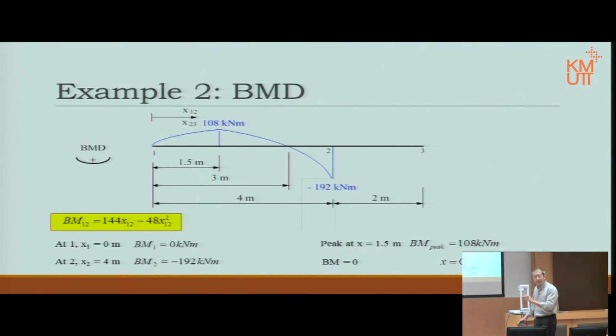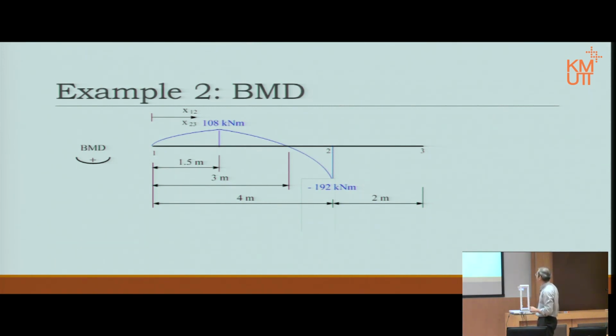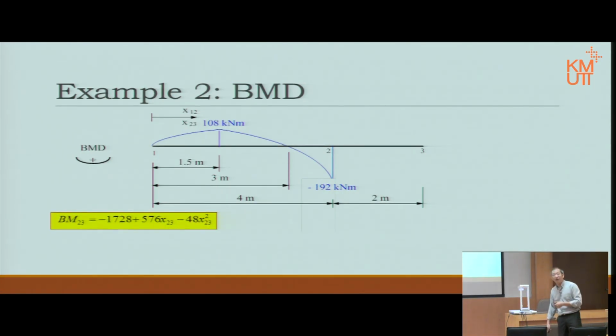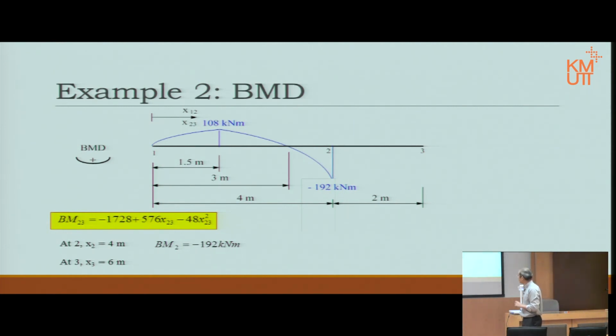Next, of course, 2 to 3. Equations here. This one again we worked out beforehand. Don't forget x starts at point 1. So at the beginning point of 2, 3 at point 2, x is not 0. x is 4 meters. Substitute into the equation, then we can get the bending moment. Apparently the same value, 192 minus 192. So it's the same point. Then at point 3, it equals 6 meters. And substitute it, then we have bending moment equal to 0.